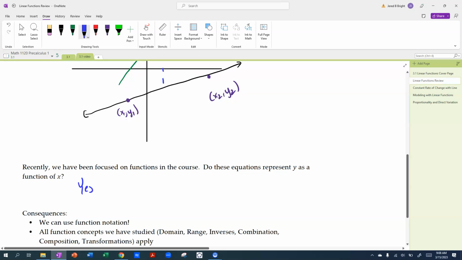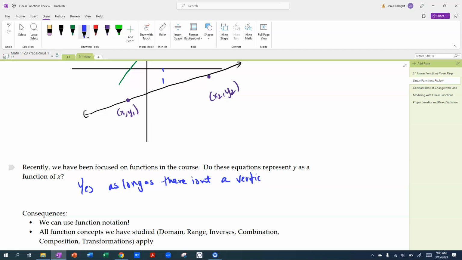So yes, as long as there isn't a vertical line. And if you happen to remember, the equations of those would look like equations of the form x equals c, okay? Those are not functions.